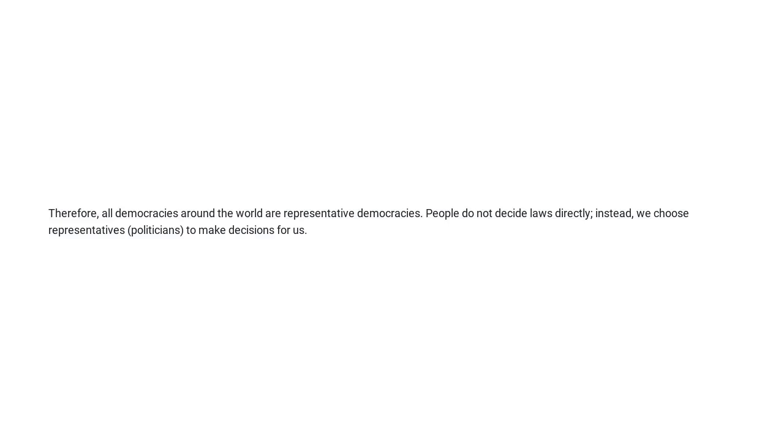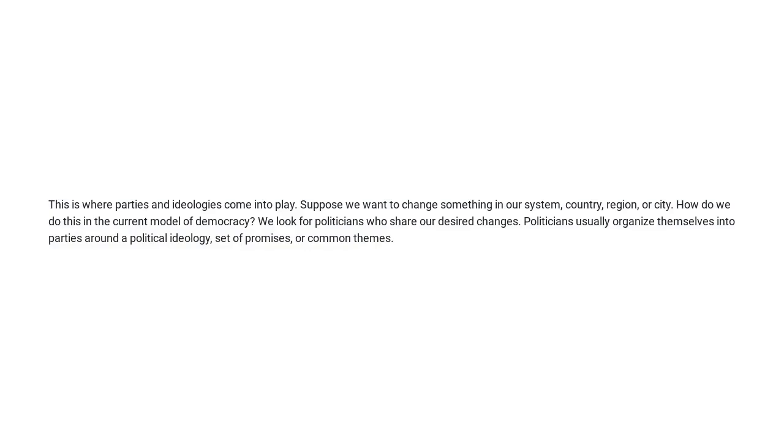Politicians are meant to represent us because it's impractical for everyone to have a direct voice. Therefore, all democracies around the world are representative democracies. People do not decide laws directly. Instead, we choose representatives, politicians, to make decisions for us. But how do we choose politicians? This is where parties and ideologies come into play.